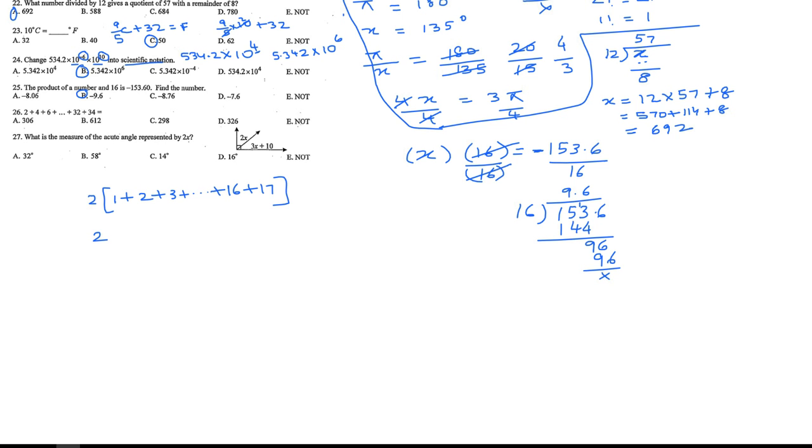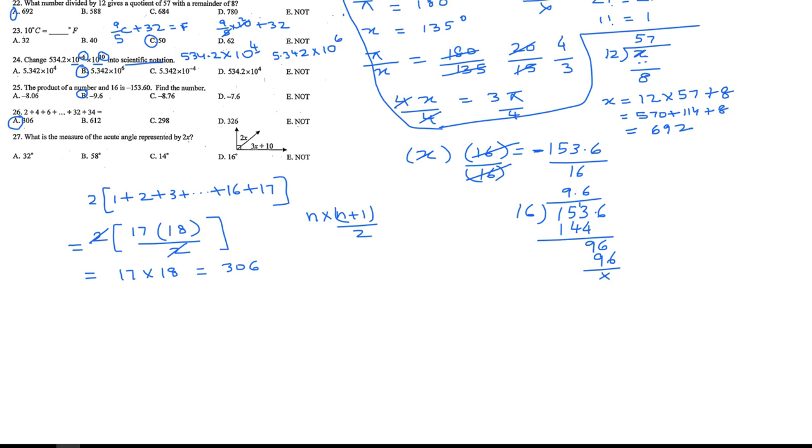So then we can write, now the sum of consecutive numbers is, as you know, n times n plus 1 divided by 2, where n is the number of numbers in the series. So in this case, clearly n is 17. So we have 17 times 17 plus 1 is 18 divided by 2, and then all of this is multiplied with 2. So we can cancel this 2 with this 2, and what we have is 17 times 18. So 17 times 18 is 306. So A would be the right answer.